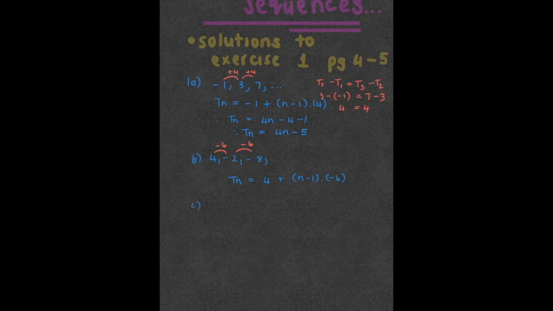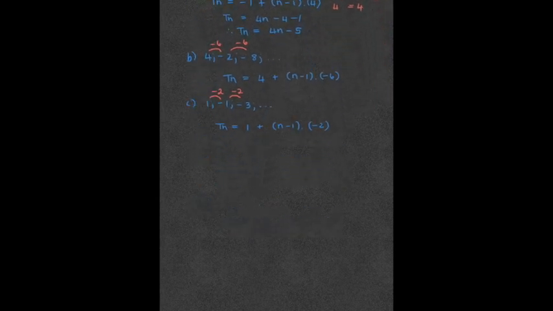Let's go on to question c. The pattern is 1, -1, -3, and so we go. I'm sure you're getting the hang of this now. Tn equals term 1 plus (n minus 1) times the constant difference. It looks like I am subtracting 2 between terms. 1 minus 2 takes me to -1. -1 minus 2 will take me to -3. Excellent. In questions 1 and 2, I'm just going to focus on the highlighted questions. So let's move on to 2.